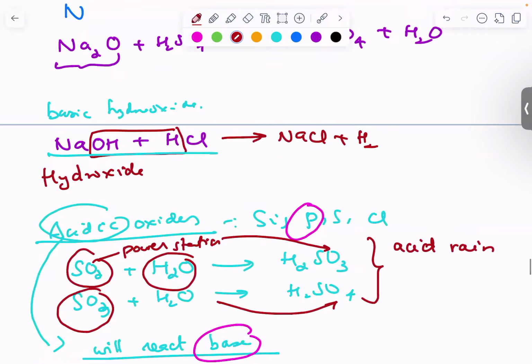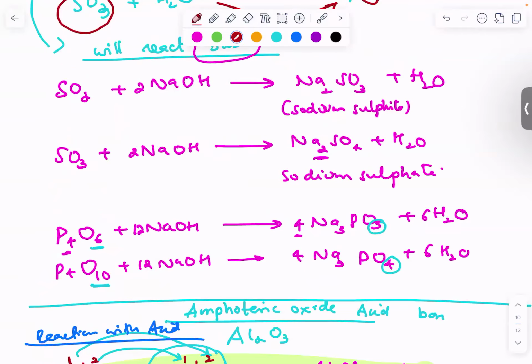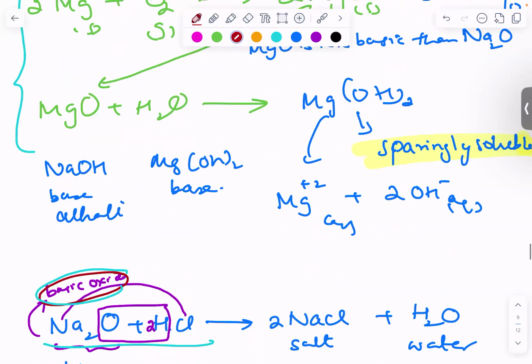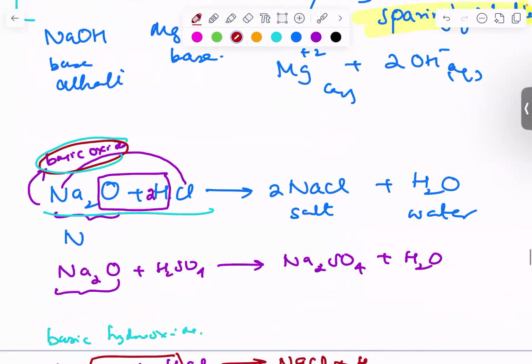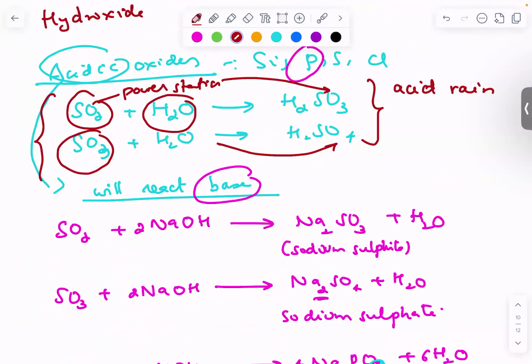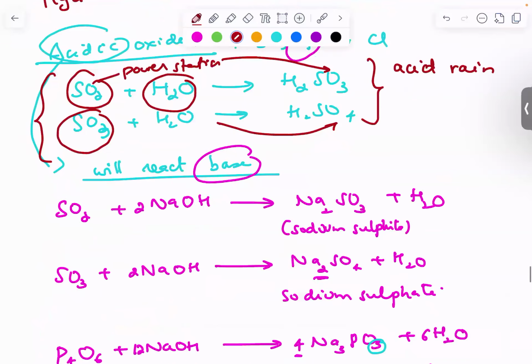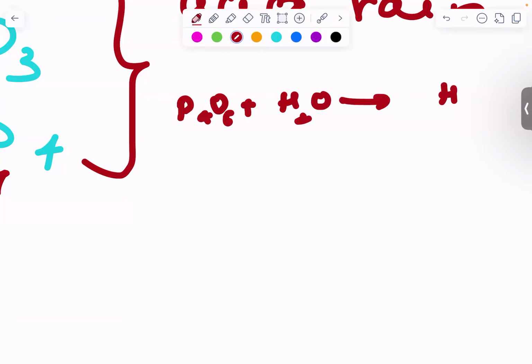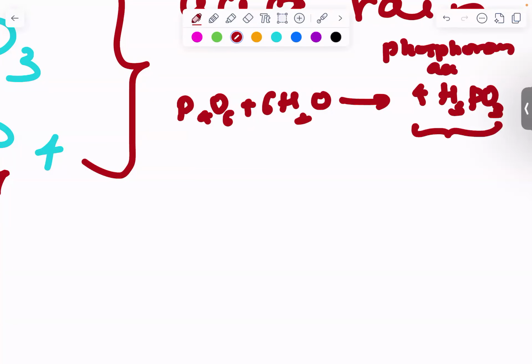Same goes with P4O6. It's not given here, but it will become very gross otherwise. I will write it because I have done the reaction of sulfur dioxide with water. I'll do it here with P4O6. P4O6, when it combines with water, forms H3PO3. This is also balanced. This is called phosphorus acid, and this also contributes to the acid rain.